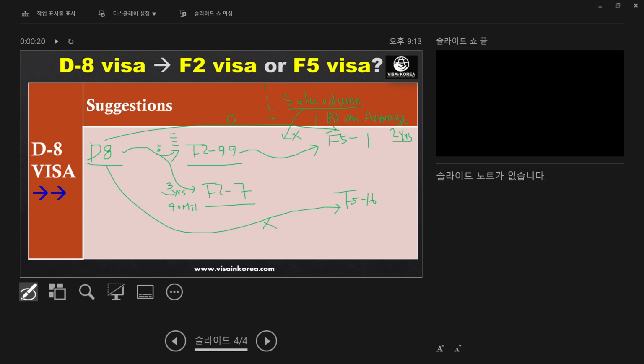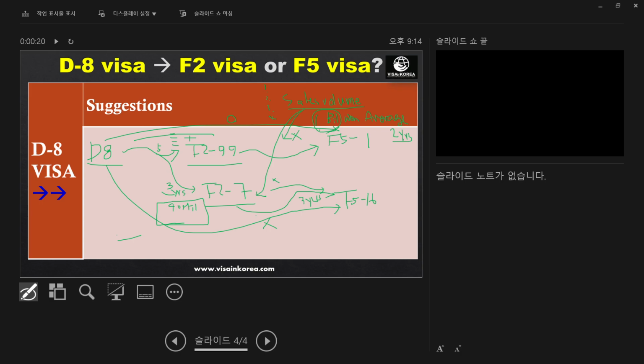So the D8 period, the F2-99 period, and totally the plus 5 years, you can apply for that totally, right? But if you can change to F2-7, you have no need for the 1 billion won and your average. So D8 to F2-7 needs 3 years, but if you have the 40 million won income, you can apply directly. And usually if you do, you cannot, but F2-7 to F5-16 needs 3 years. So I can use this one.